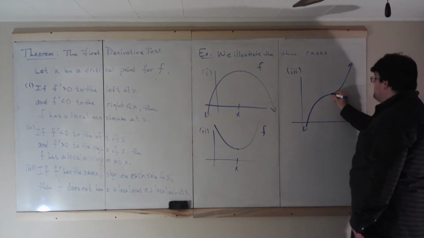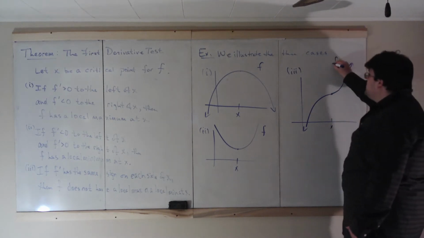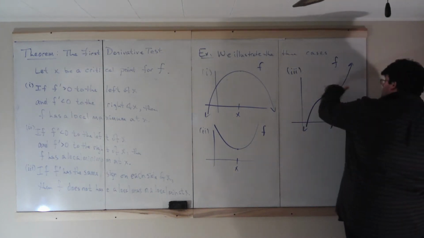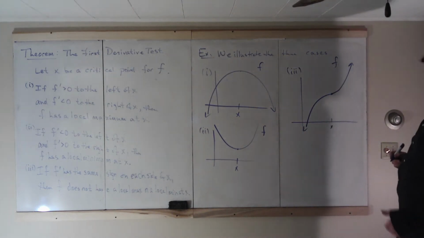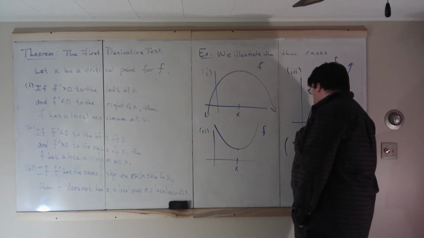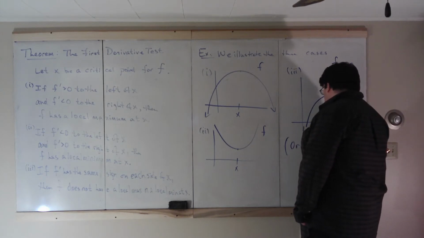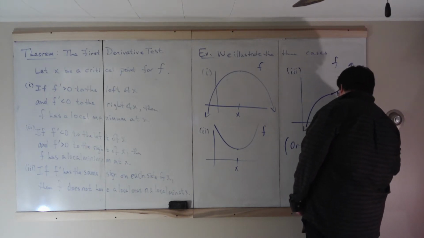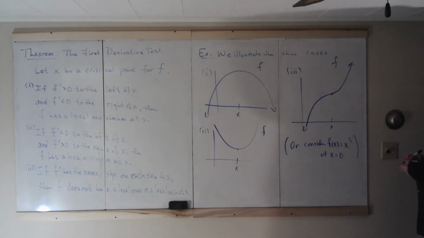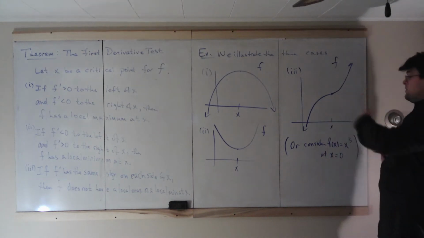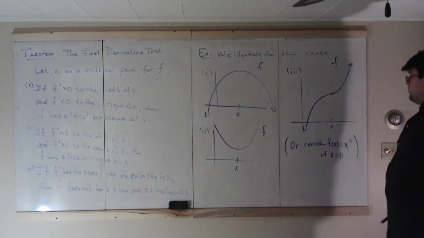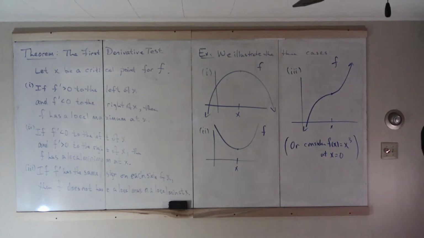So right here, for that x value and this function, f prime is positive on both sides of x. The derivative at x is 0. And you can see this does not have a local maximum or a local minimum. Another example, consider f of x equals x cubed at x equals 0. X cubed demonstrates the same thing, where it's always increasing, but 0 is a critical point because 3x squared equals 0 at x equals 0.